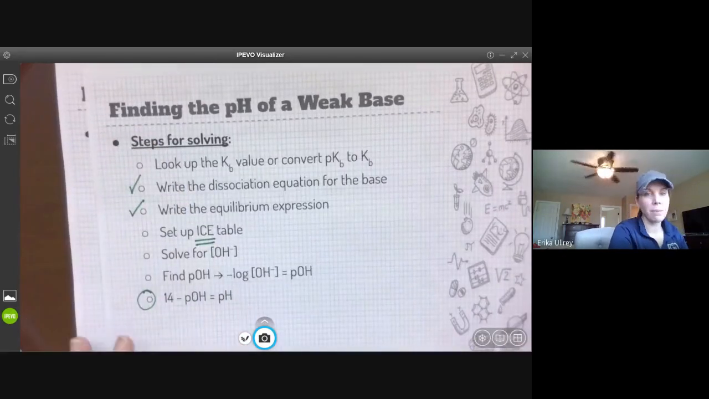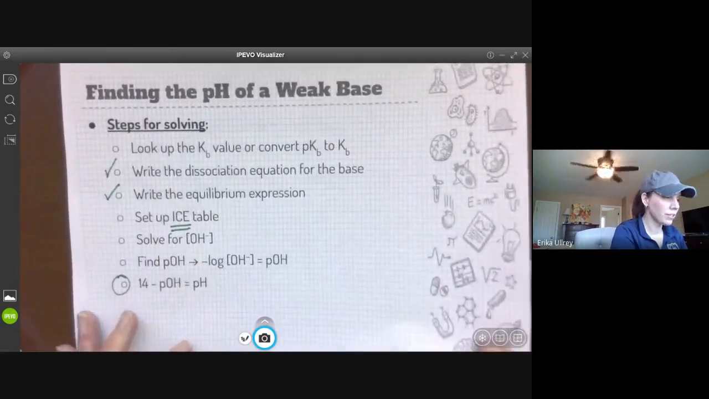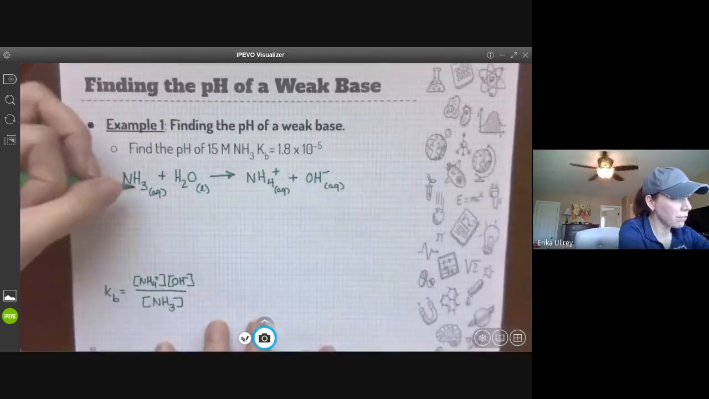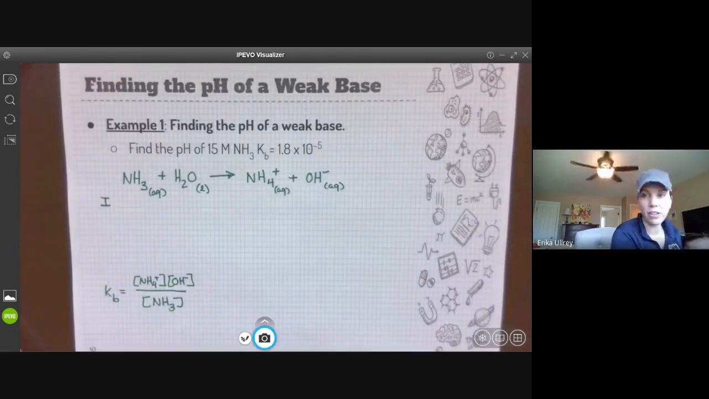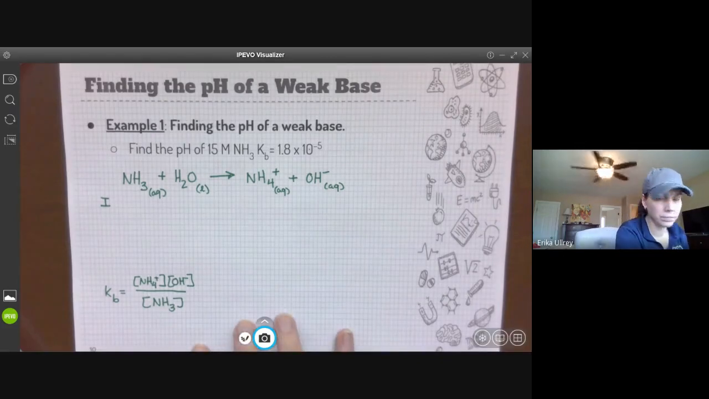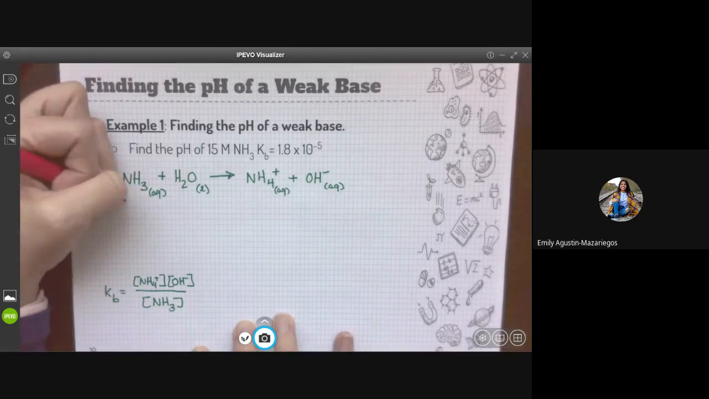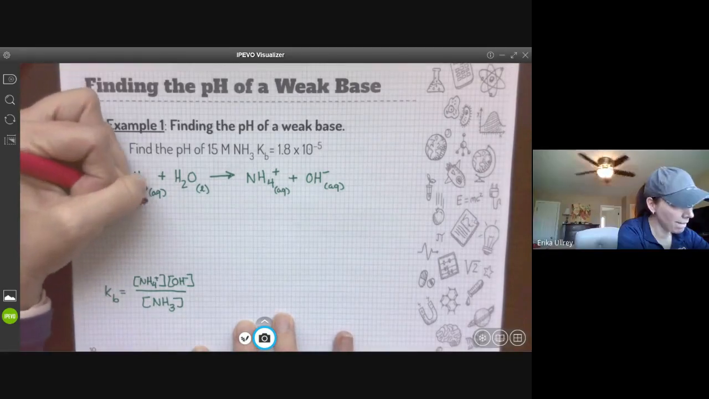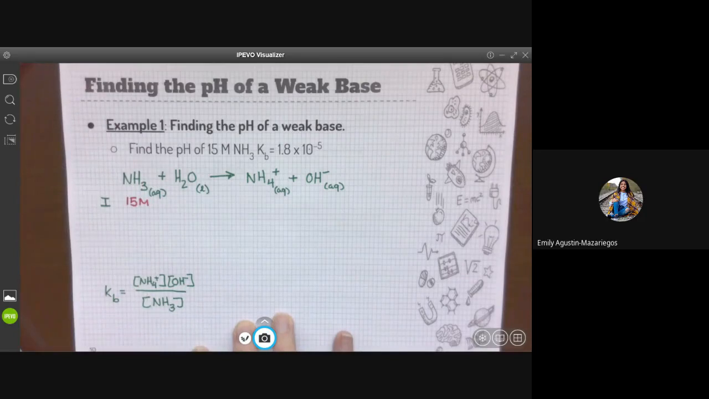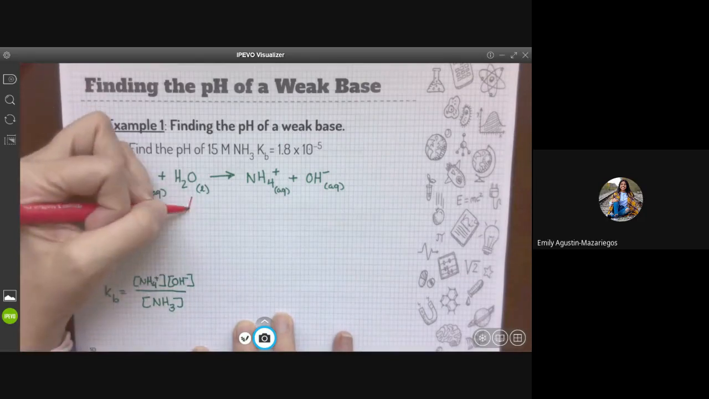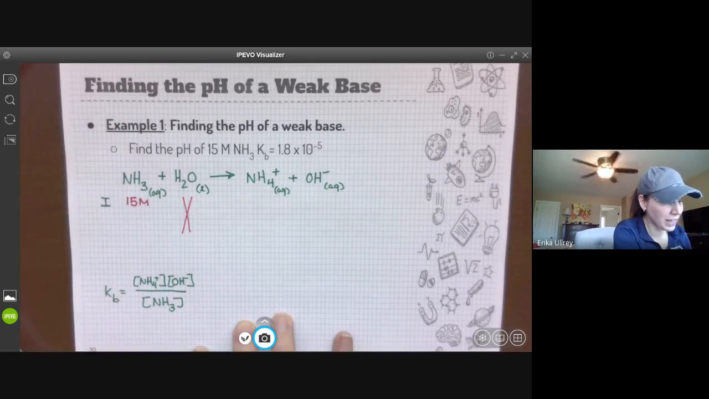Okay. We've set up ICE tables millions of times before. It's not any different. So we have to write down what is our initial. So let's fill out our initial line. So what is going to be our initial line that we're going to put in here? Emily Augustin, what is going to be my initial line? 15 molarity for NH3. Yeah. And then we don't put anything for H2O because it's a liquid. Perfect. You even gave me the why.